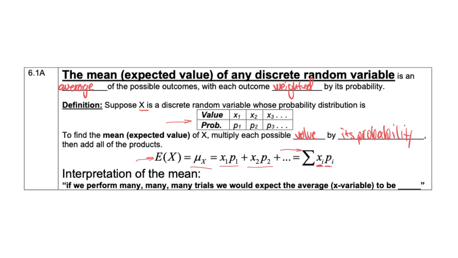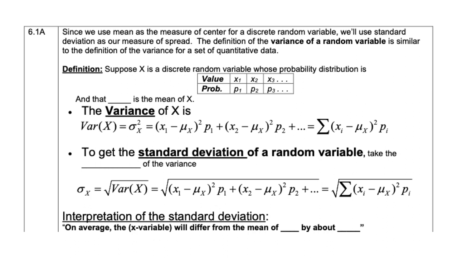So, if we interpret it, if we perform many, many trials, we expect the average to be this right here. And this goes along with our law of large numbers, right? As the samples get larger and larger, they should approach our population proportion of probability. So we use the mean. You can guess we're going to use the standard deviation as a measure of spread.